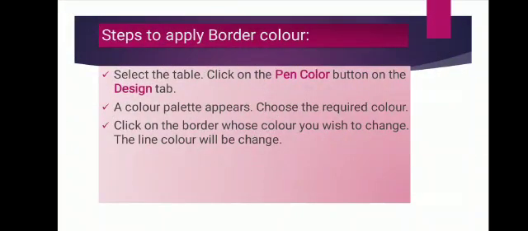So the steps to apply border color. Select the table, click on the pen color button on the design tab, then one color palette will appear. Choose the color you require and the mouse pointer changes to the pencil shape. Now click on the border whose color you wish to change, or simply drag the mouse on the cell border and then release the button. And your line color will be changed.